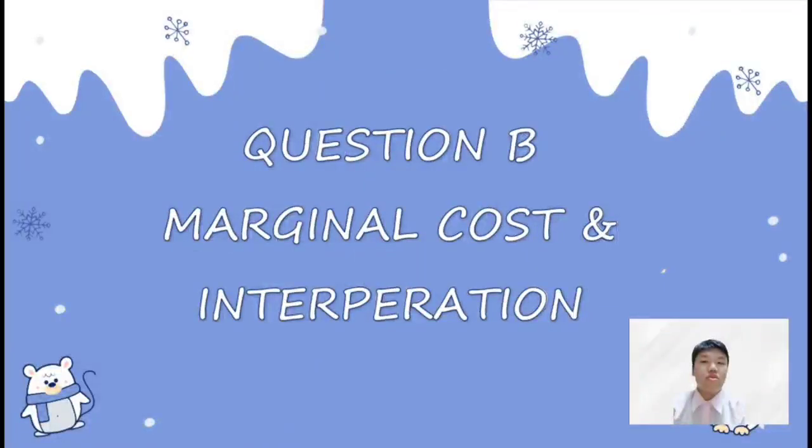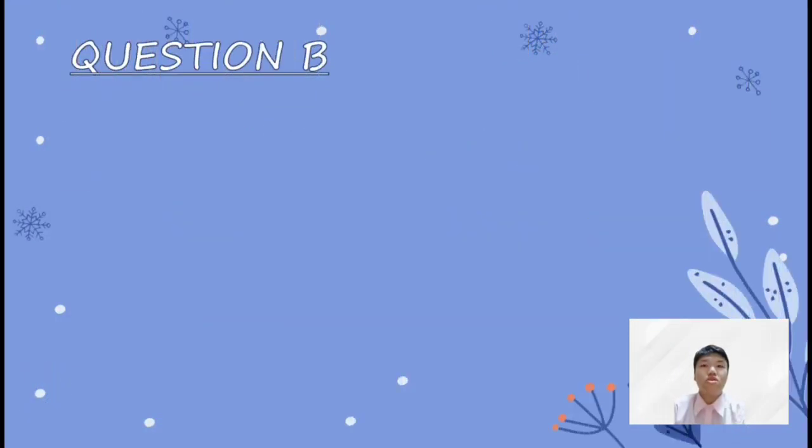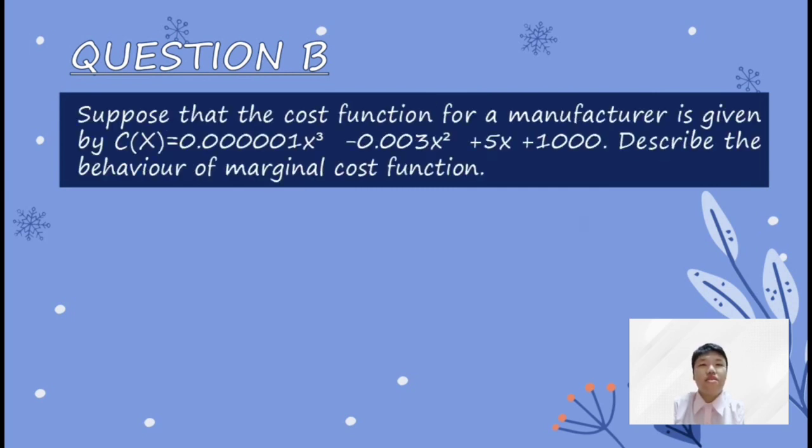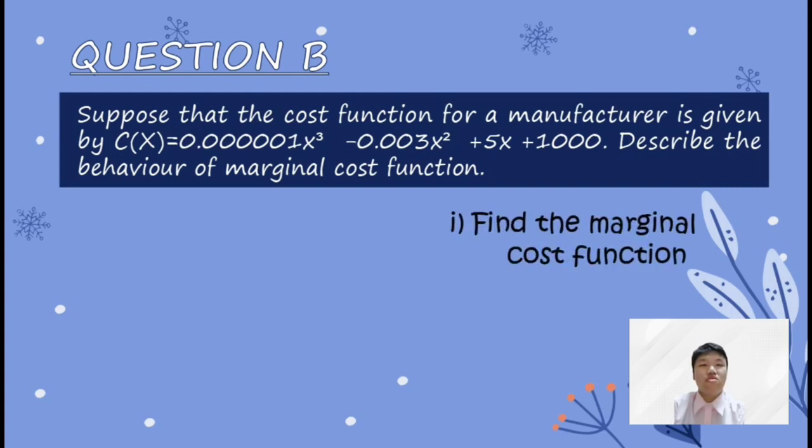Now we move to the next question. Question B, which is related to the marginal cost and how to interpret it. We see the question first. Suppose that the cost function for a manufacturer is given by the function C(x). Describe the behavior of the marginal cost function.